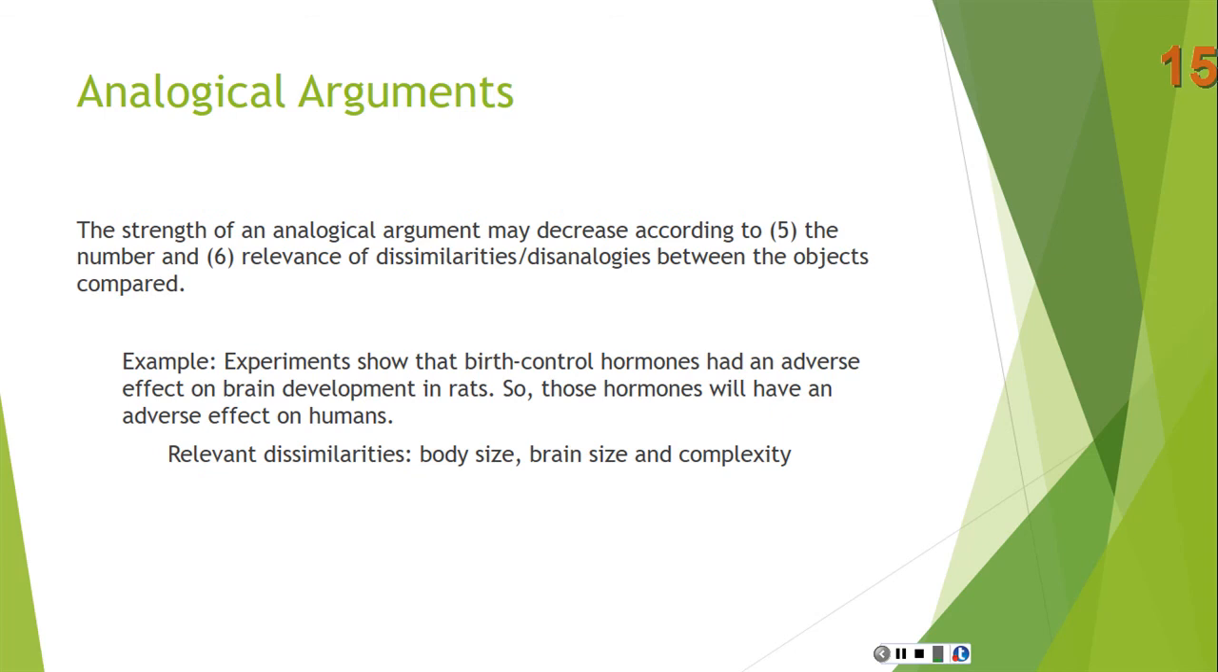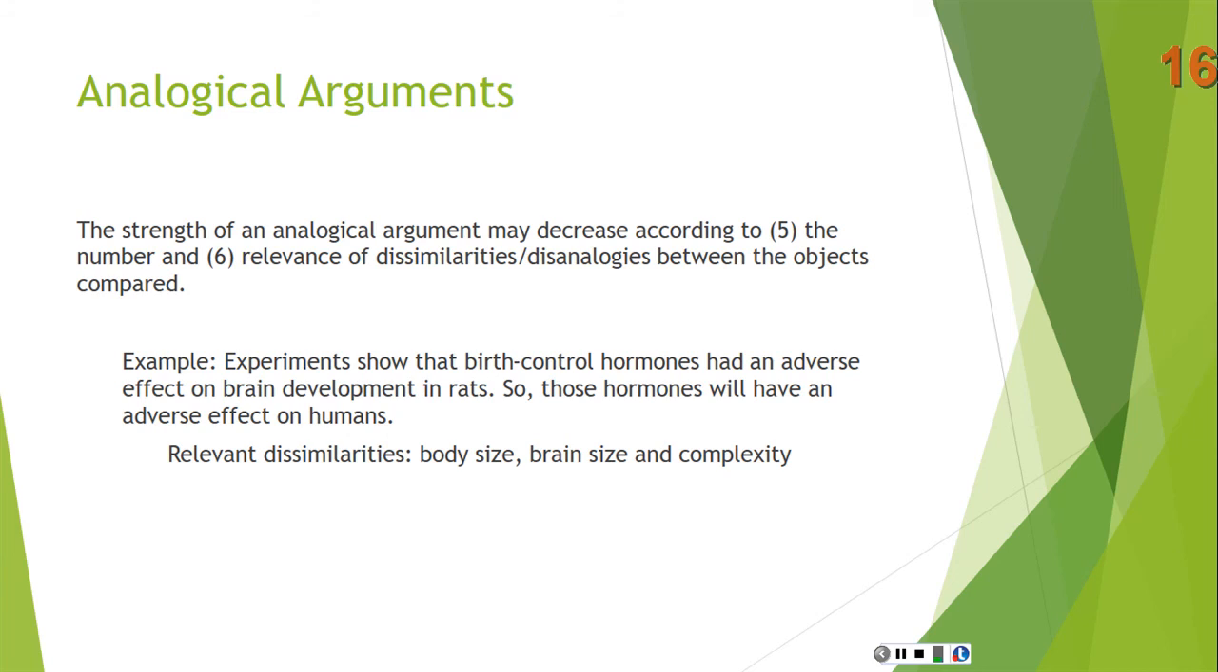Okay, now we have criteria 5 and 6. The strength of an analogical argument may decrease according to the number and relevance of dissimilarities or disanalogies between the objects being compared. So if you find a number of dissimilarities and they're relevant, then the strength of the analogical argument will decrease. So my example here is, again, with the rats. Here are some relevant dissimilarities: body size, brain size, complexity of the brain.